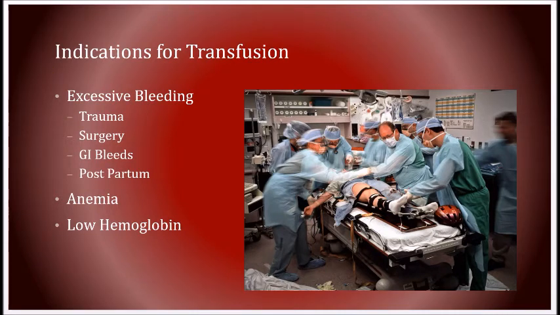Another reason for excessive bleeding, postpartum. Patients who have cesarean sections or emergency deliveries are also at risk of excessive hemorrhage. Another reason for transfusions, anemia, either acute anemia or chronic anemia, and also a low hemoglobin, that could be caused by the patient being critically ill, by the patient bleeding, or the patient being anemic, so any of the above.